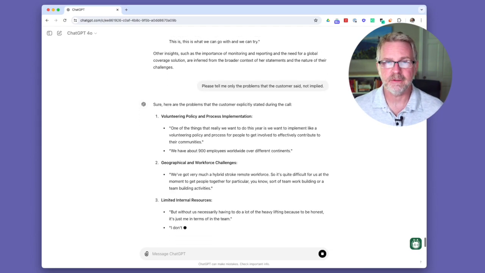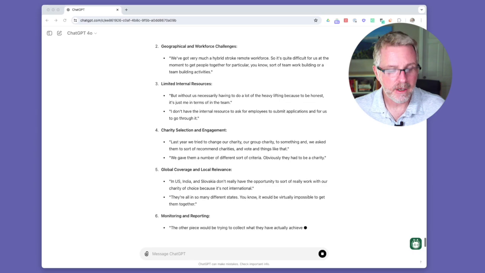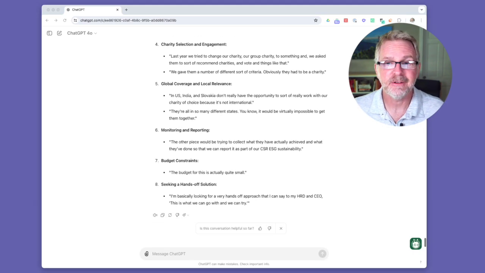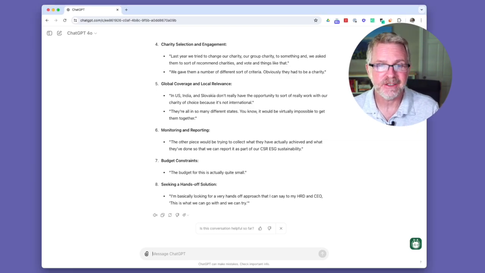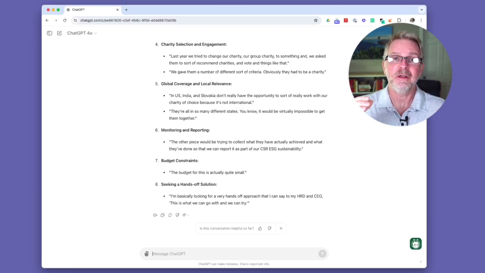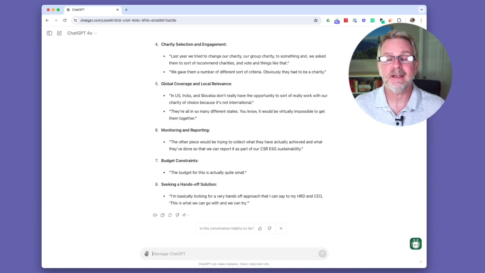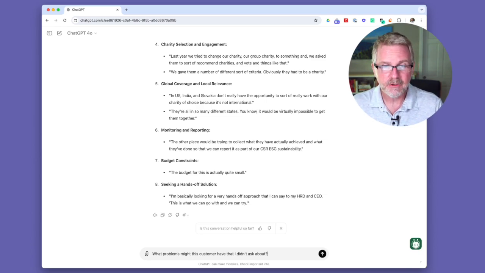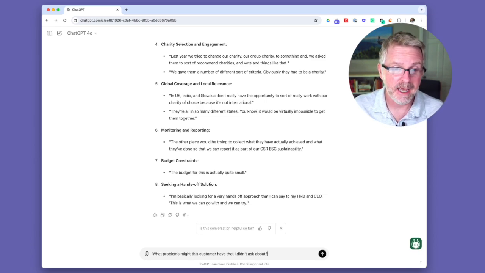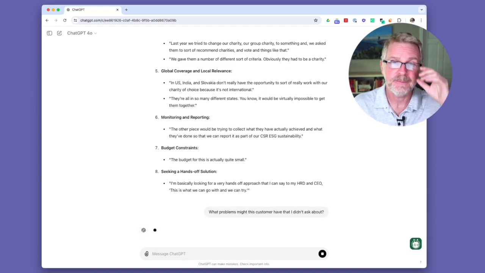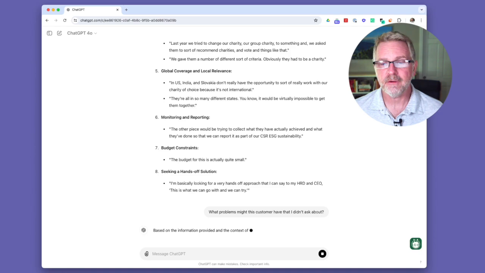So this is the real takeaway. Now you also want to learn. This is where you are enhancing your skills with the artificial intelligence: you can go back and look at what was implied and what was actually spoken, and now you're learning something. You can ask it to compare the two. Tell me what I missed. Or you could also ask it a further question. What problems might this customer have that I didn't ask? Right? So this might give you a further list.